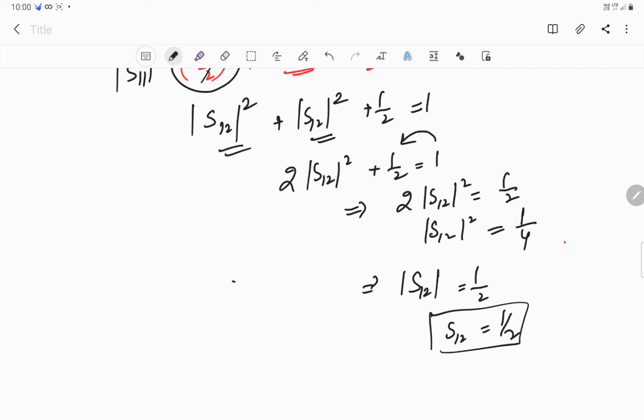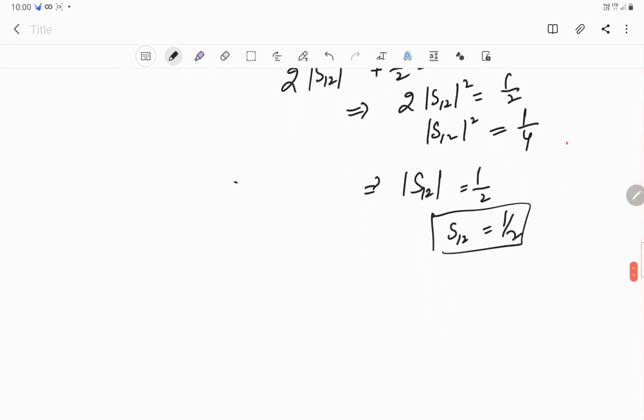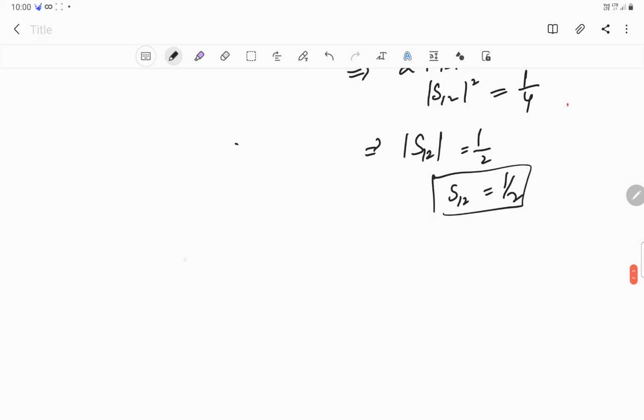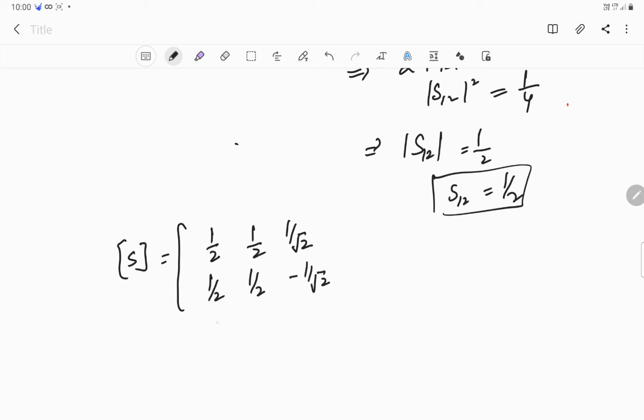We have been able to find all these 4 unknowns. Therefore, I can write the S matrix as 1 by 2, 1 by 2, 1 by root 2; 1 by 2, 1 by 2, minus 1 upon root 2; 1 upon root 2, minus 1 upon root 2, 0.